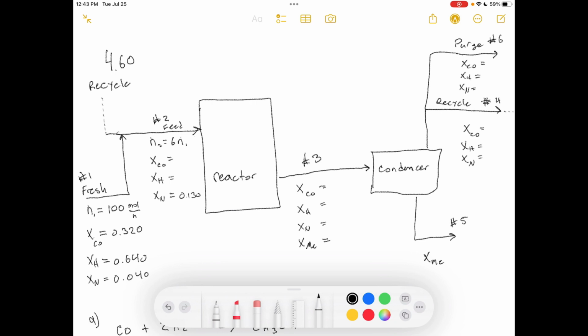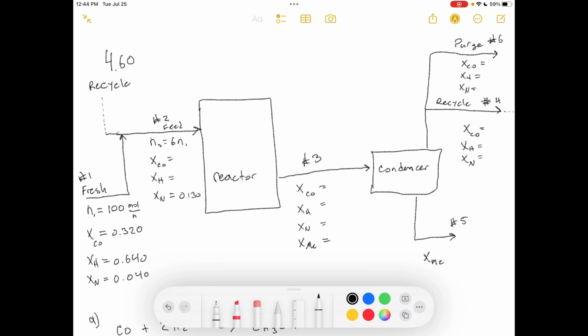A low single pass conversion is attained in the reactor. The reactor effluent goes to a condenser from which 2 streams emerge, a liquid product stream containing essentially all the methanol formed in the reactor, and a gas stream containing all the carbon monoxide, hydrogen, and nitrogen leaving the reactor.